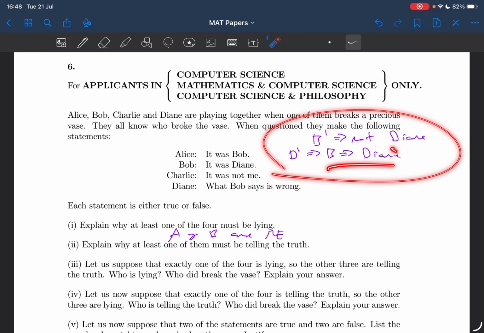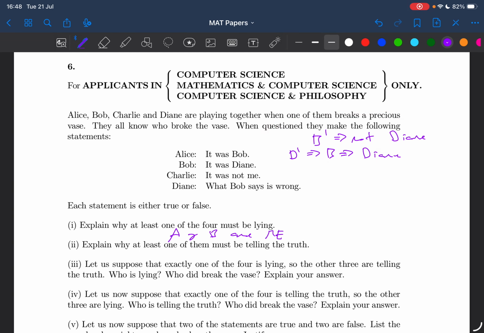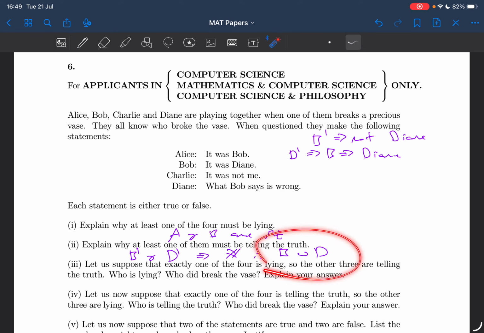But they're obviously a contradiction to each other. So yeah, we have that not Bob and not Diane implies a contradiction. So therefore, we can't have them both lying. At least one of them must tell the truth. Therefore, B union D is what we want. So either one of them must tell the truth.